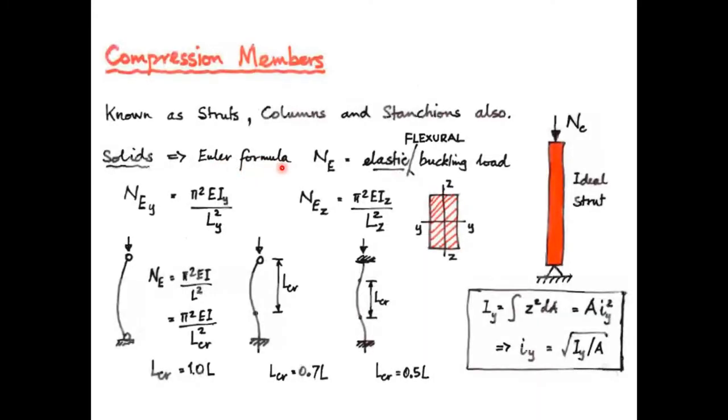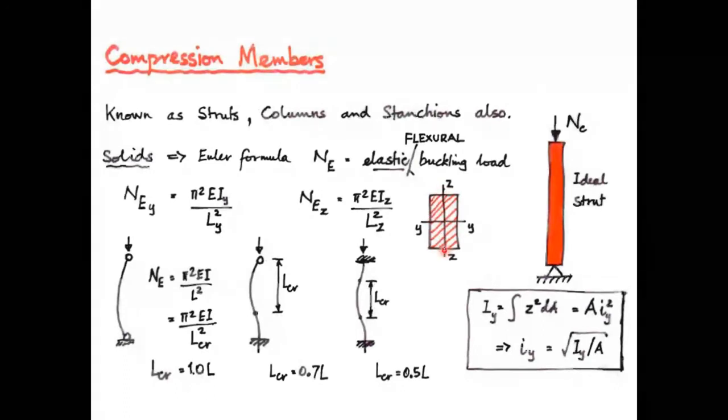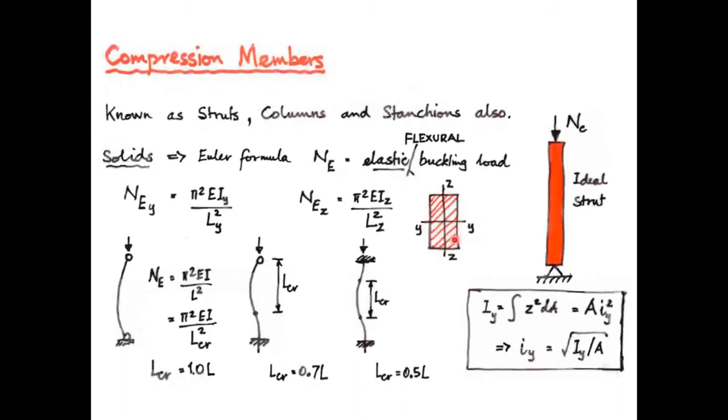The Euler formula, as we know from our strength of materials, is equal to pi squared EI over L squared. We have a subscript Y here because that describes the buckling about the major axis, the major axis being the stiffer axis. In this cross-section, YY is the stiffer axis, and that's buckling about that axis. ZZ is the weaker axis, so it's buckling about the ZZ axis. We have to check what the capacity is about the YY axis and about the ZZ axis. That's why we have the subscript Z here and the subscript Y here.